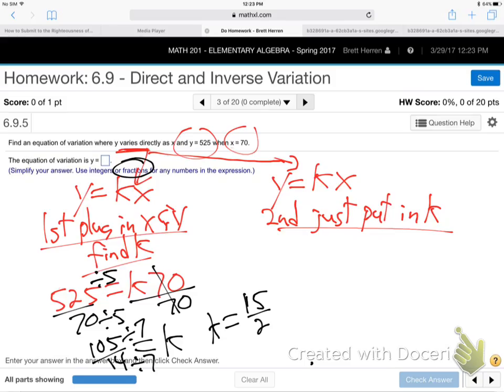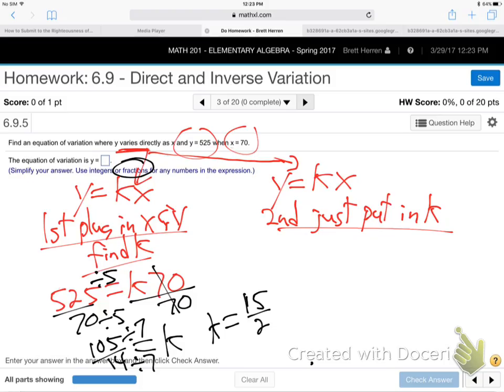So 15 over 2. You okay with all that reducing? That was kind of a tricky one. I didn't think about the 7 there at the end. Right? So I took y equals kx. Whenever they say direct, we put y equals kx twice. Plug in x and y, solve. Then I had to reduce that quite a bit, 15 halves.